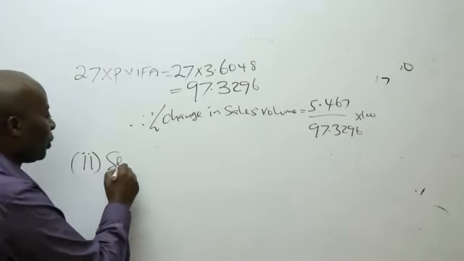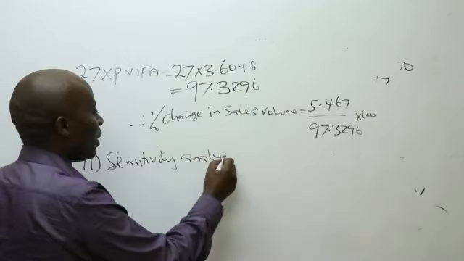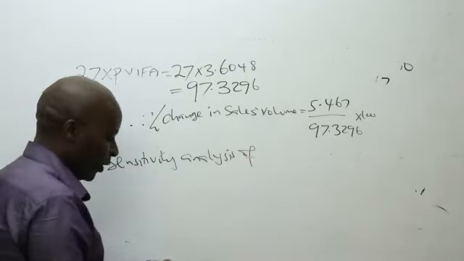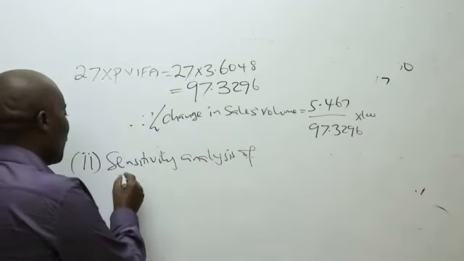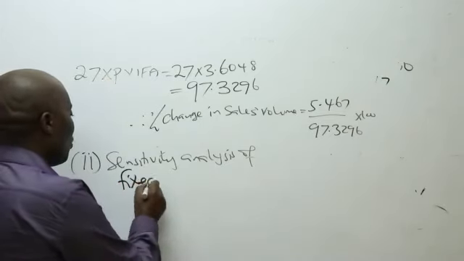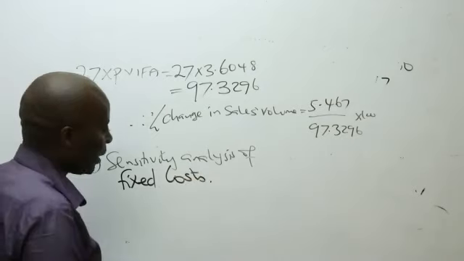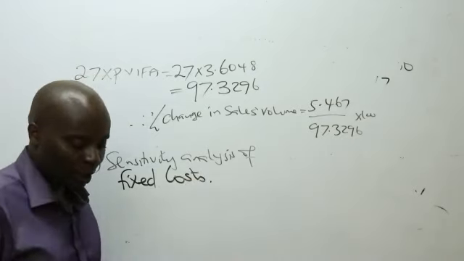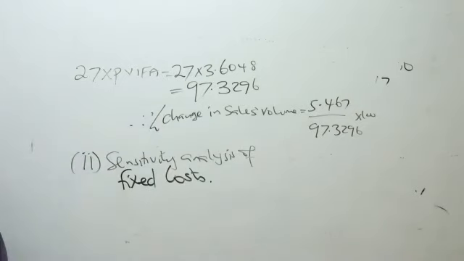Now the last one, before we jump onto something, how about this one, Roman 2? You give us the sensitivity analysis of fixed cost. I'm giving you 2 minutes only, and then I'll tell you what we shall do.